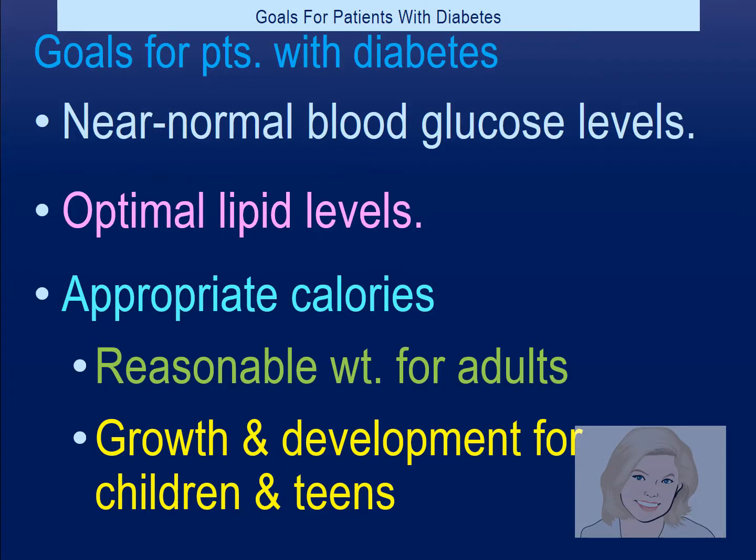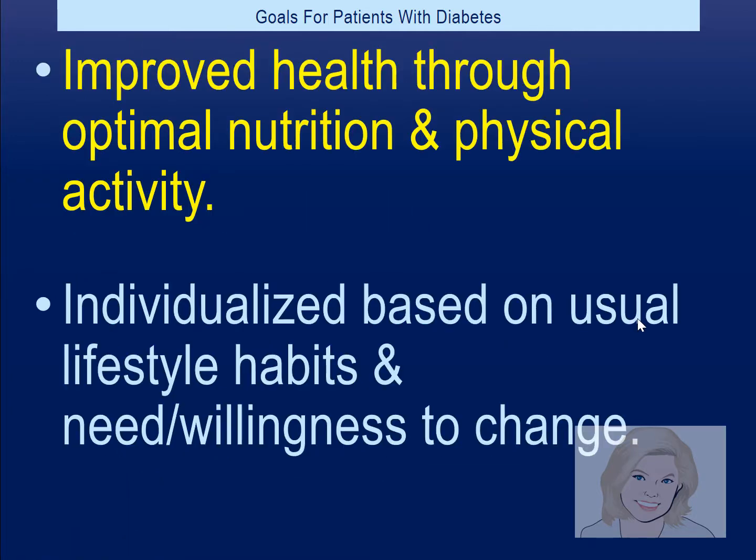We want to keep their blood sugar near normal. We want to keep their lipid levels down. If they need medication, they need medication. They're at a higher risk for heart disease. If they're children, we want them to meet their growth potential.